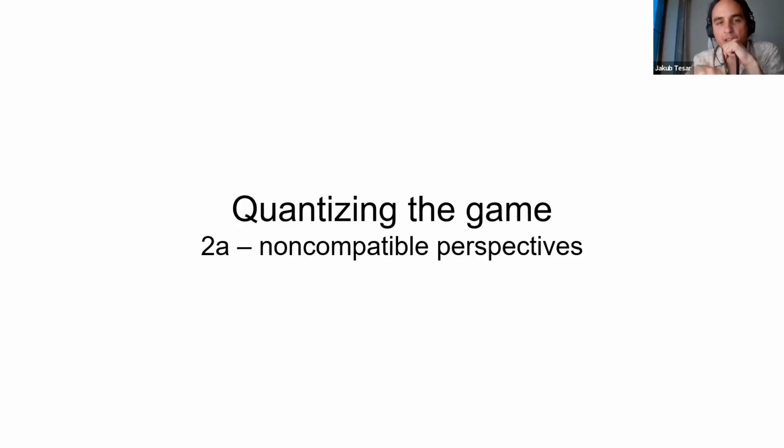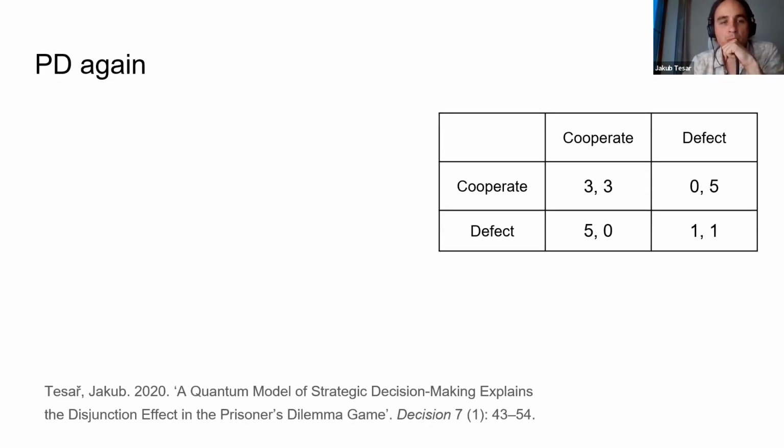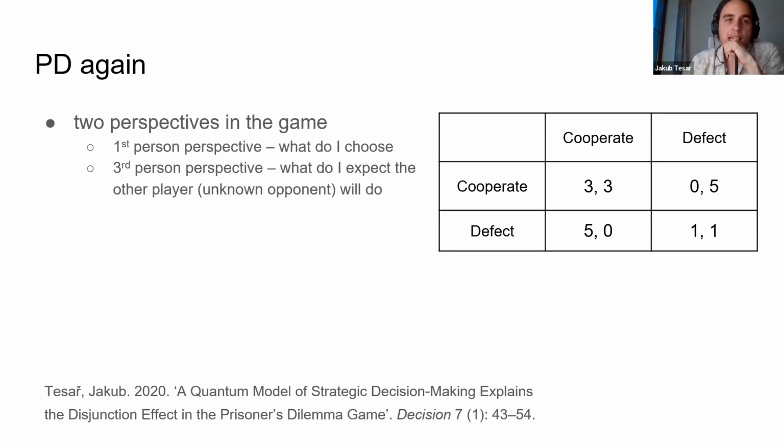I will first start with the two-dimensional model, which can introduce this idea of non-compatible perspectives. The Prisoner's Dilemma results are from my paper, the research I did during my PhD, when I played the Prisoner's Dilemma game with about 1,000 participants, at first at the Ohio State University and later online. And so the idea, as I said, is that there are two perspectives in the game. The first perspective is what I do, and the second is what I expect from the other.